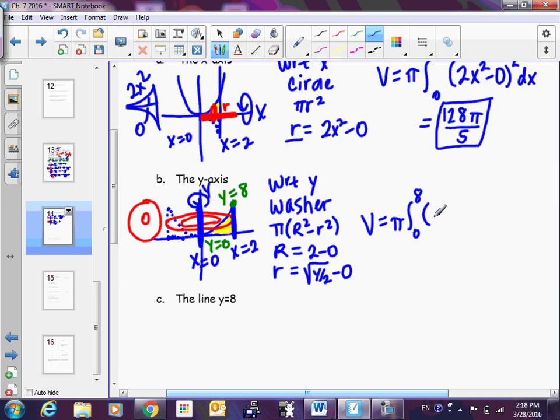All right, and then big R squared minus little r squared. And of course you can simplify. There's no problem with simplifying. I'm just not going to because it doesn't really help you. It may make it easier to type in the calculator.